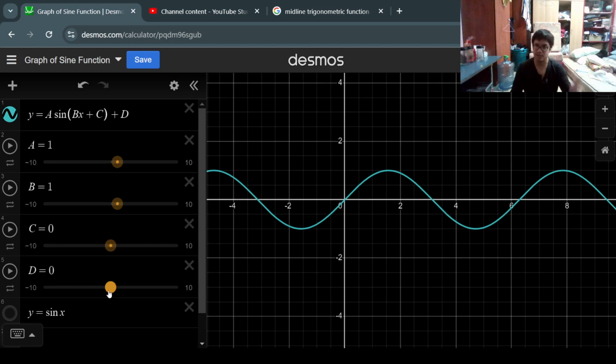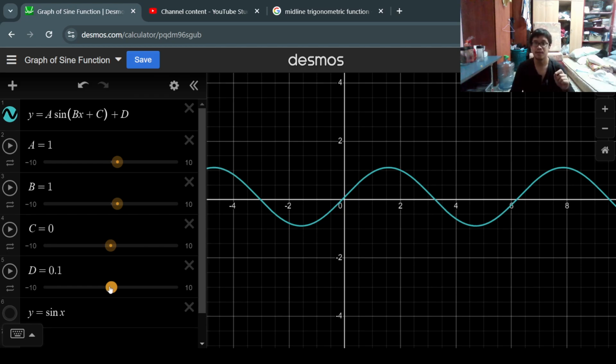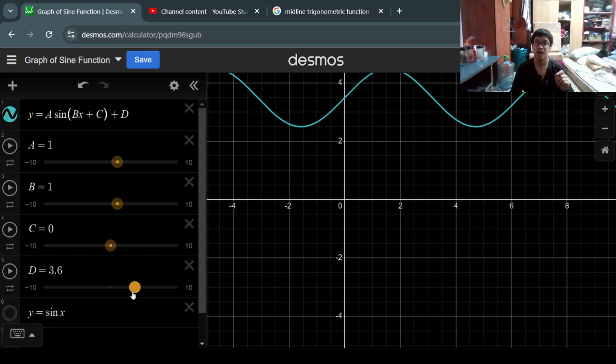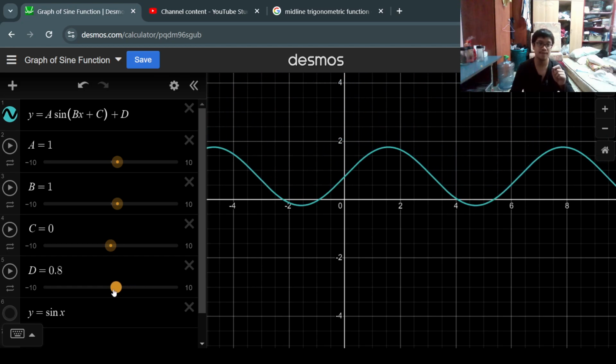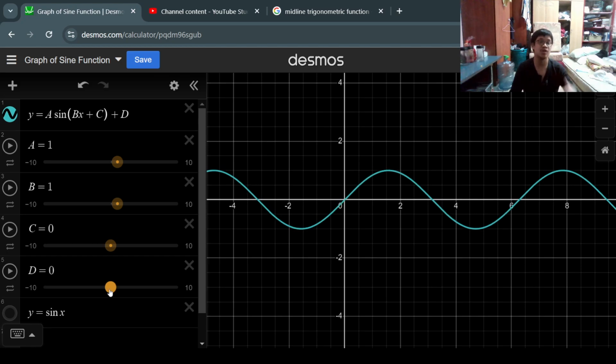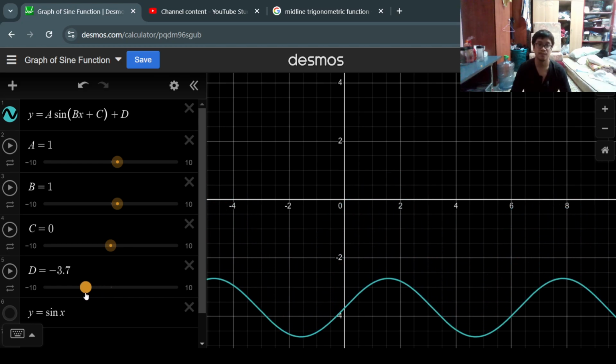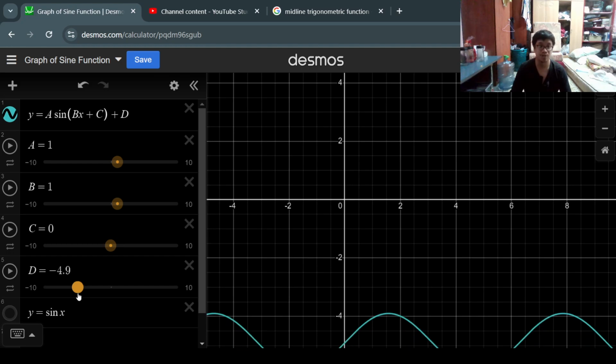Now, lastly, how about the letter D? Letter D basically tells you where the starting point of your graph would be, vertically speaking. So right, D is 0. But now here's the thing. I will increase the value of D. What happens? It goes upward. But if I start from 0, then decrease it toward negative infinity, it will go downward. So now you know, right?